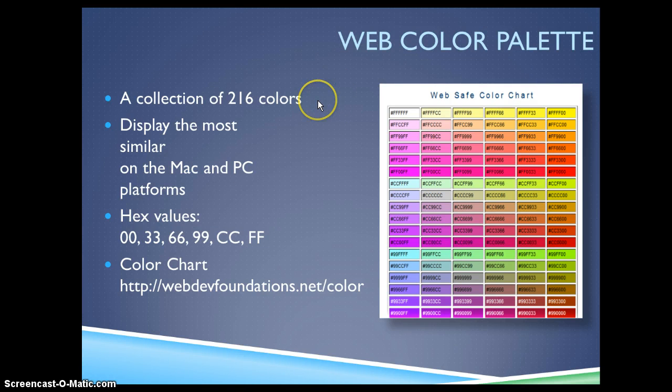Here's a collection of 216 colors that are considered the web color palette. It displays the most similar on the Mac and PC platforms. All the hex values are pairs of 00, 33, 66, 99, CC, or FF. And you notice the colors that you can display here using those. And you can go to this website for a color chart.